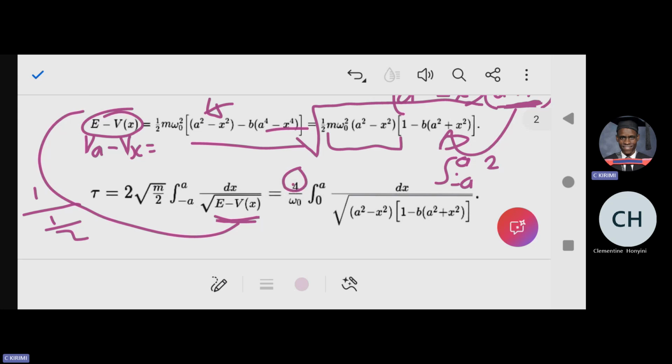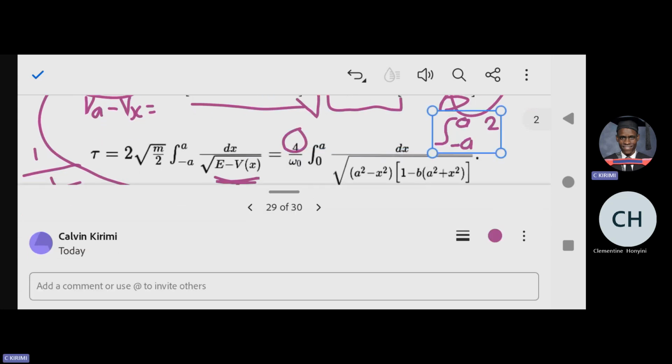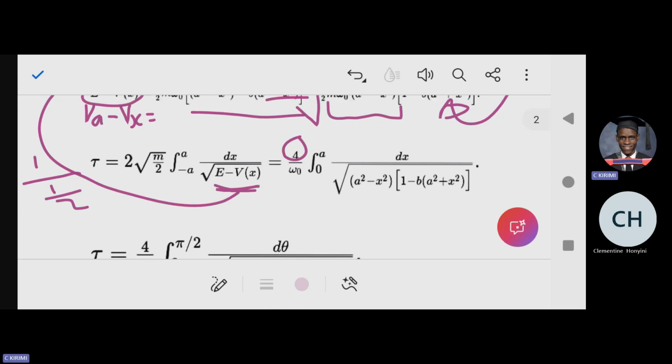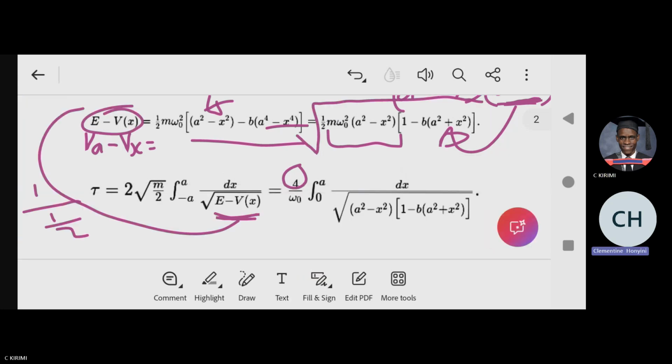So if your maths is very good, we are going to integrate it very nicely without any difficulty, because the physics part was for us to solve for that e minus v of x. And we found that e minus v of x is half m omega naught squared, bracket a squared minus x squared, bracket 1 minus b a squared plus x squared. So what is the square root of that? That is our question.